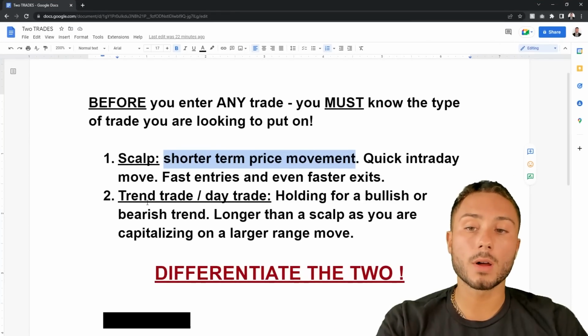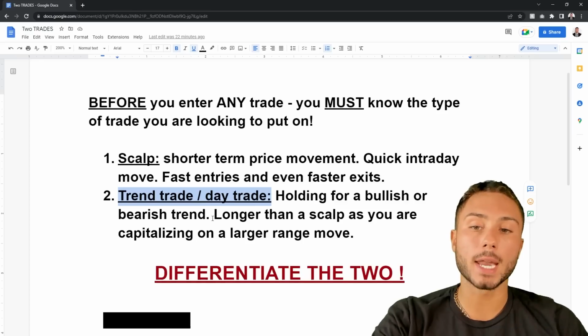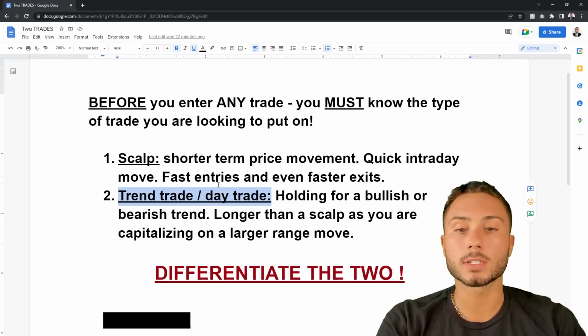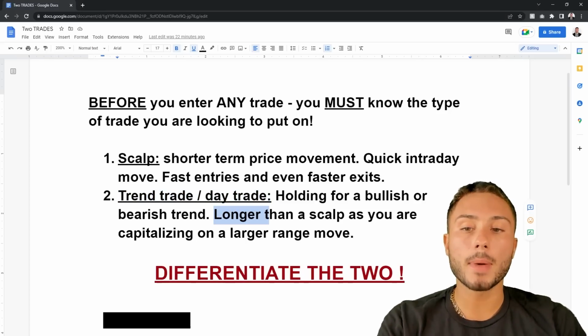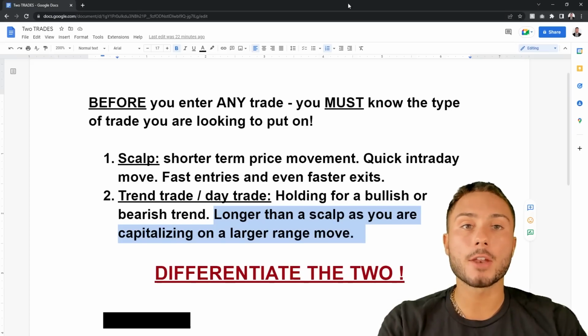The second one is a trend trade or a day trade, and this is holding for a bullish or bearish trend. Is the market making lower lows? Is the market making lower highs? Is it making higher highs, higher lows? This is longer than a scalp, as you are capitalizing on a larger ranged move because you are capitalizing on a trend in the market where obvious bulls or bears are winning the intermediate term trend.